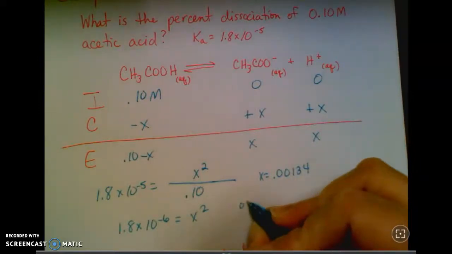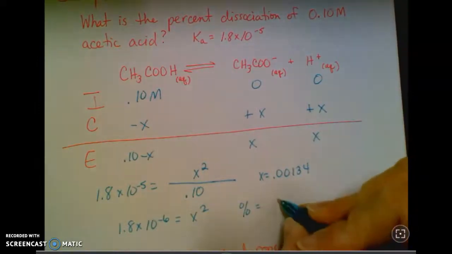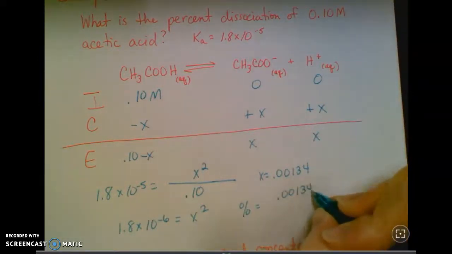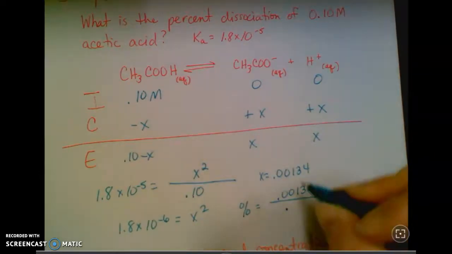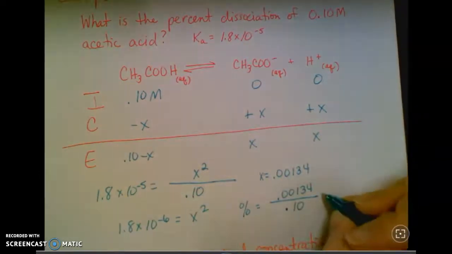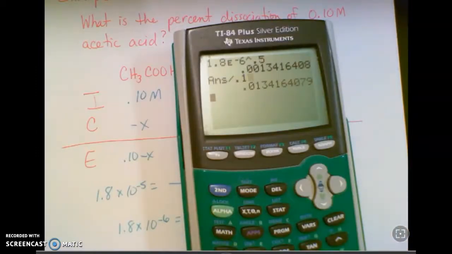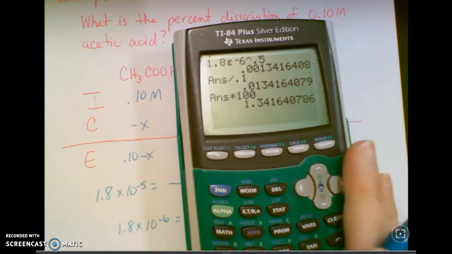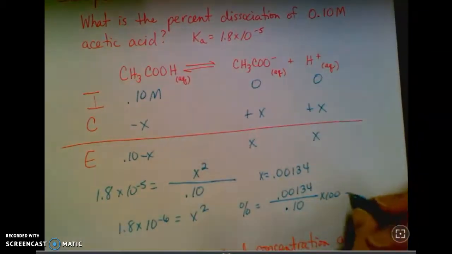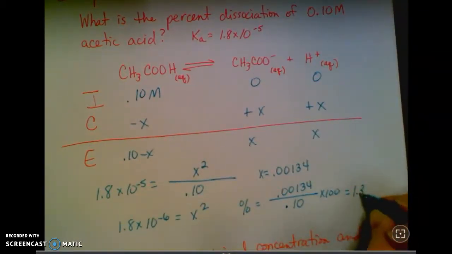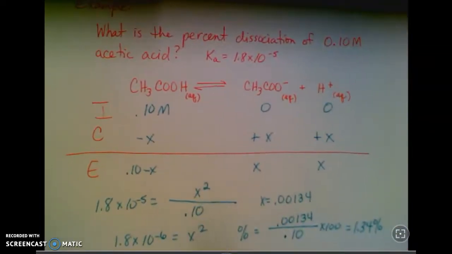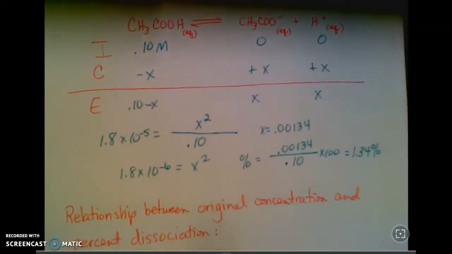So percent dissociation, 0.00134 divided by 0.10 times 100. I do it on my calculator because I mess up my decimals sometimes if I don't. 1.34%, and again, under the 5% rule there. So the reason I wanted to do this is a lot of times on the AP exam, they'll ask this question or they'll want to talk about this.